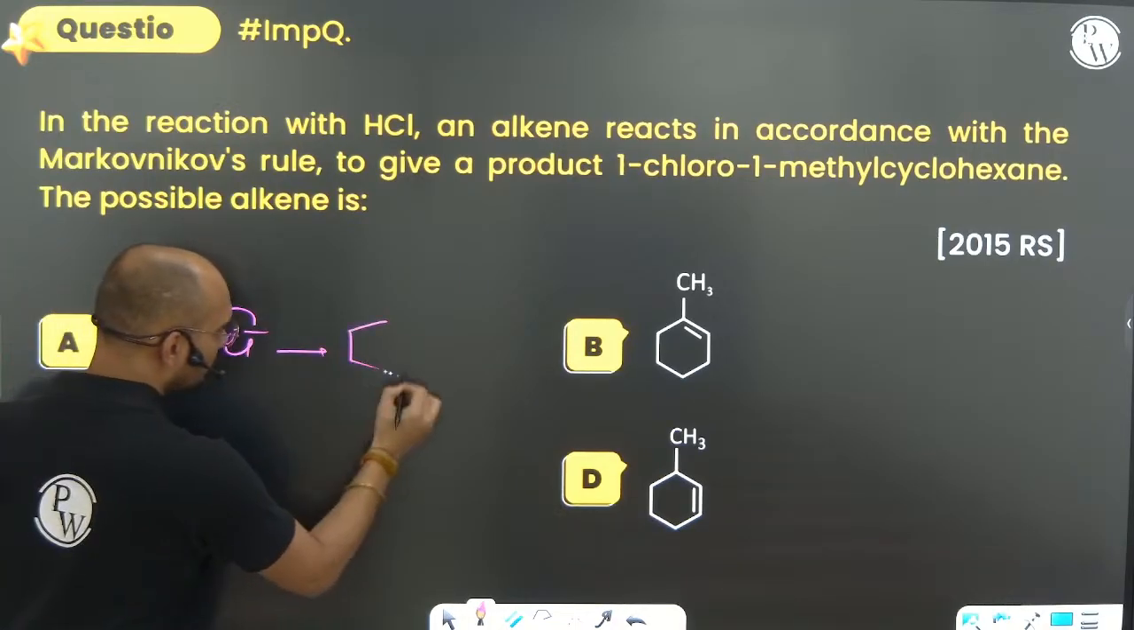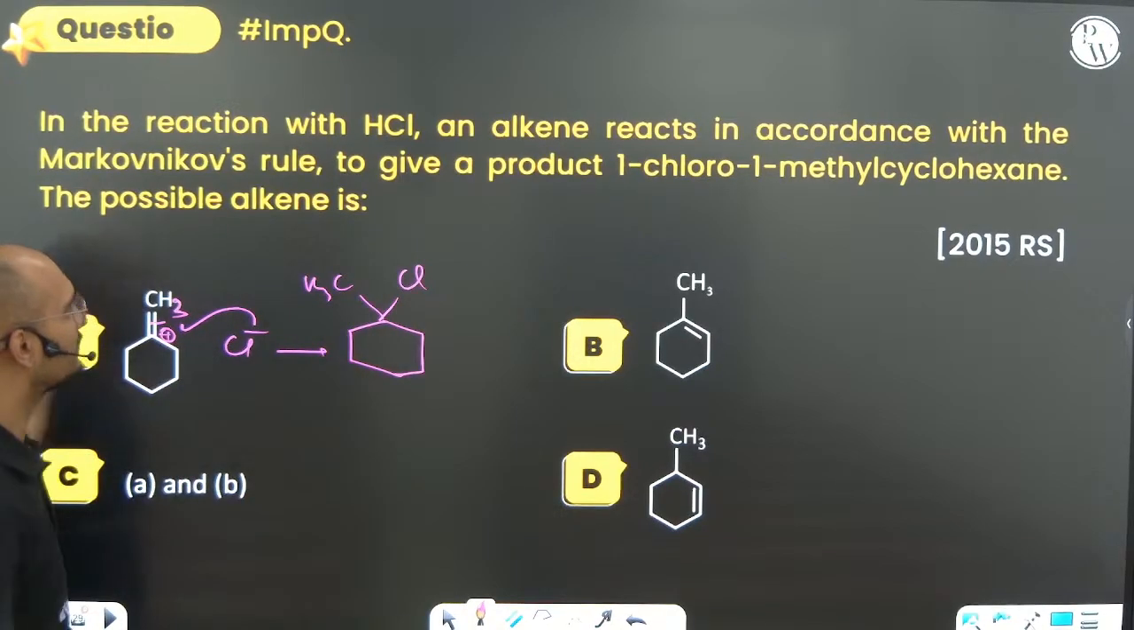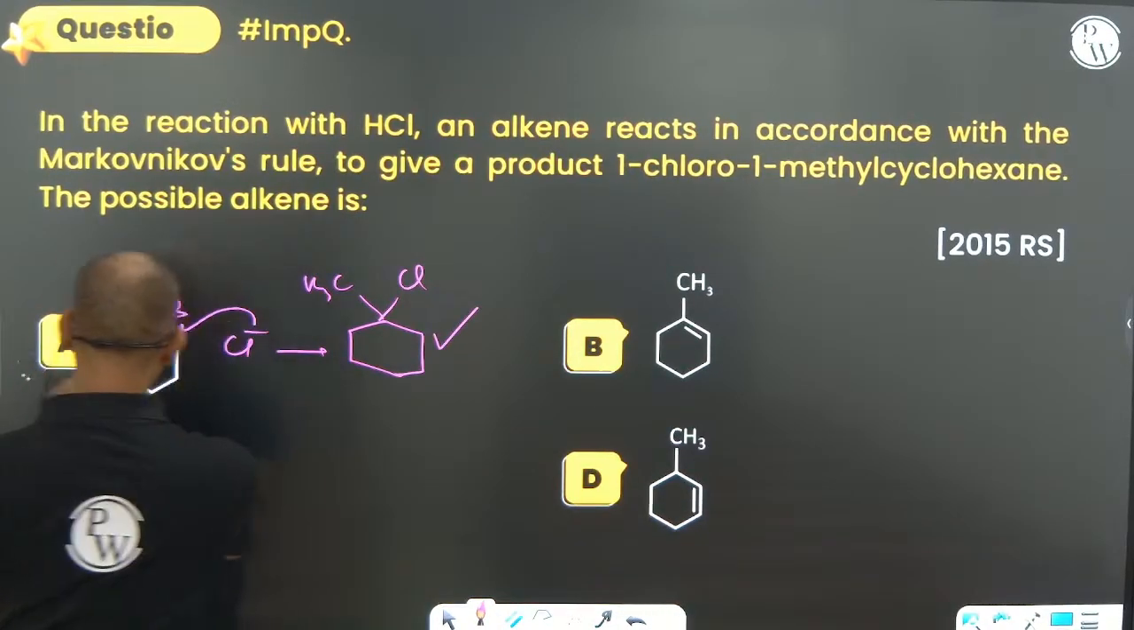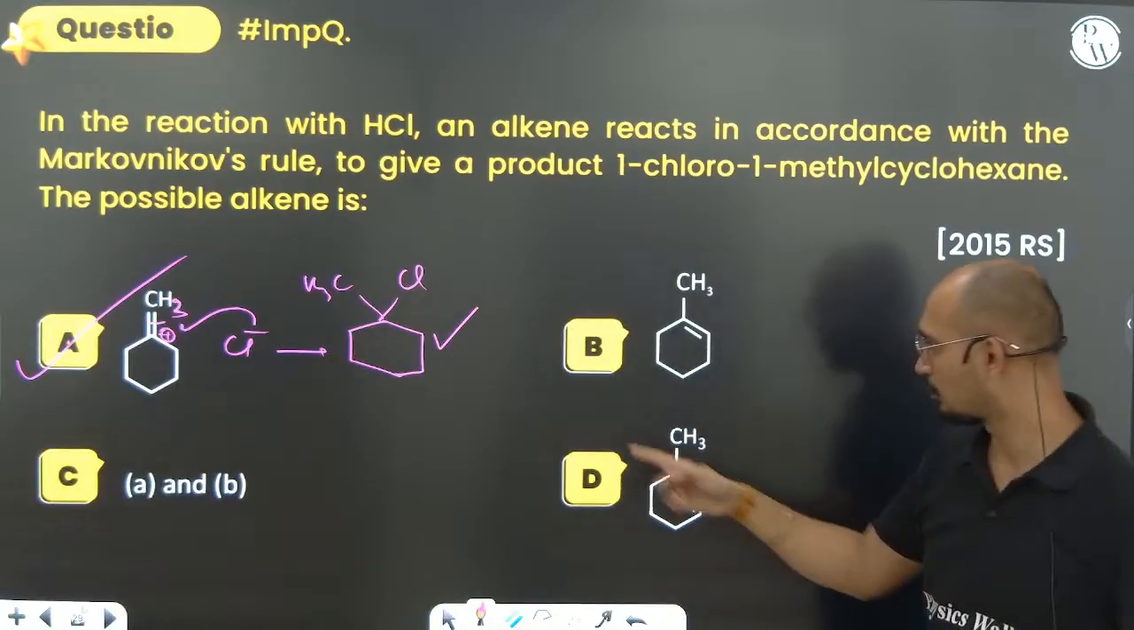Because it is already 3 degree, Cl minus will attack here and it will convert into CH3 and Cl. What is the name of this? Its name is 1-chloro 1-methyl cyclohexane. So this is giving it, so option A is the correct option. Is there any other possibility? Check it. Okay, A and B is also possible.